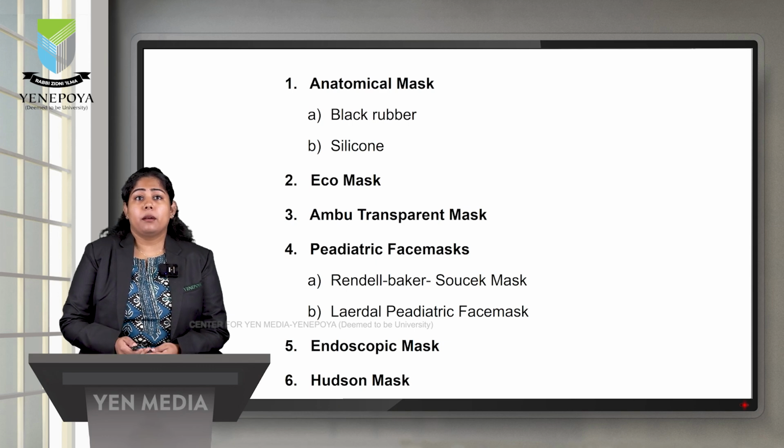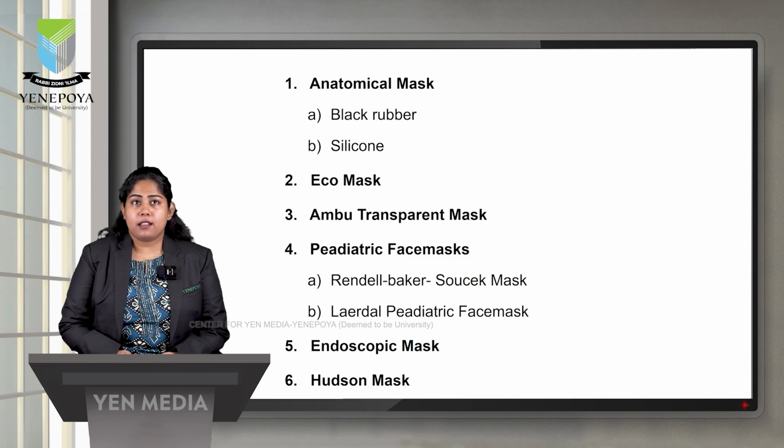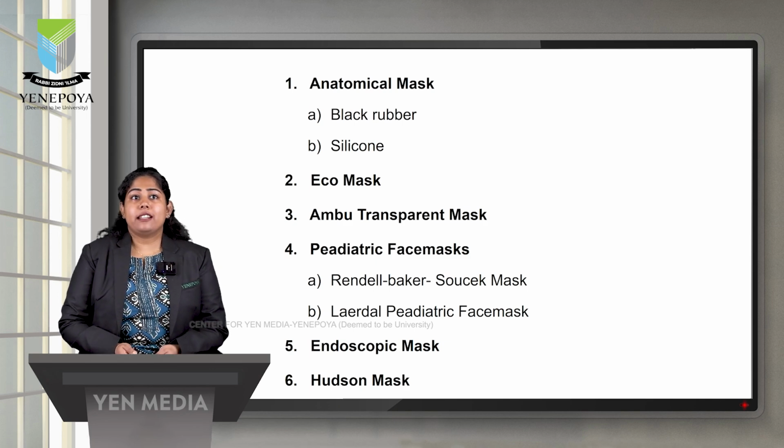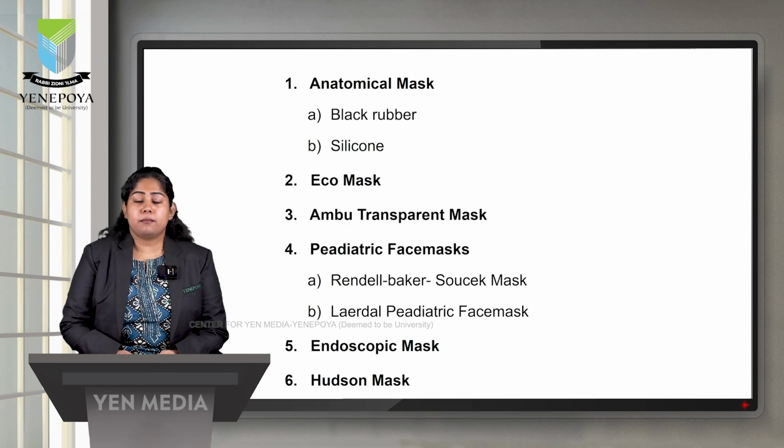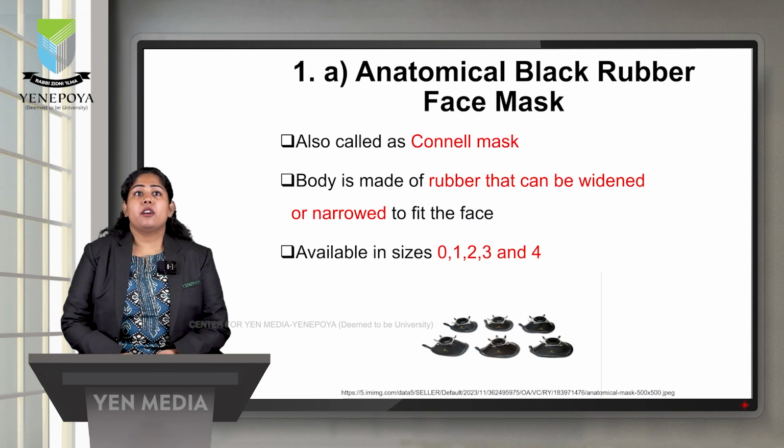Closed masks are of different types. First one is the anatomical mask, which is of black rubber and silicone material. Then we have Eco mask, Ambu transparent mask. In pediatric face masks, we have Rendell-Baker-Soucek mask, lateral pediatric face mask and endoscopic mask, and the last one is Hudson mask.